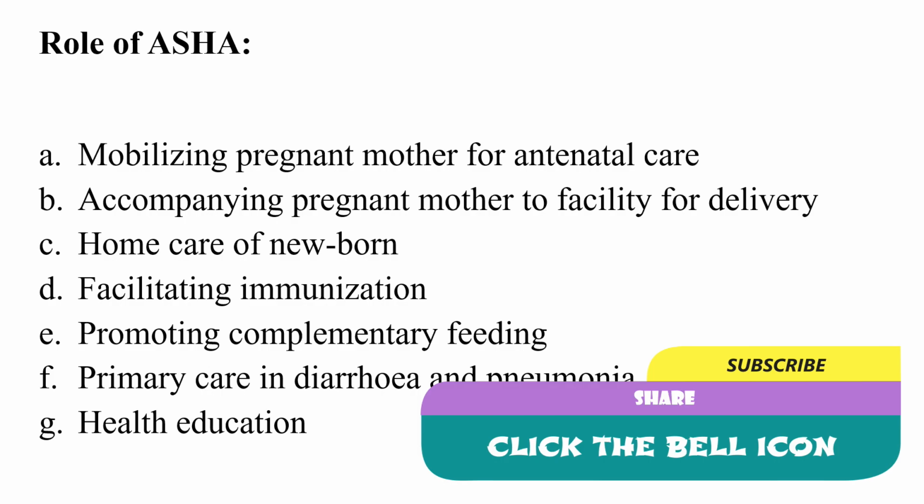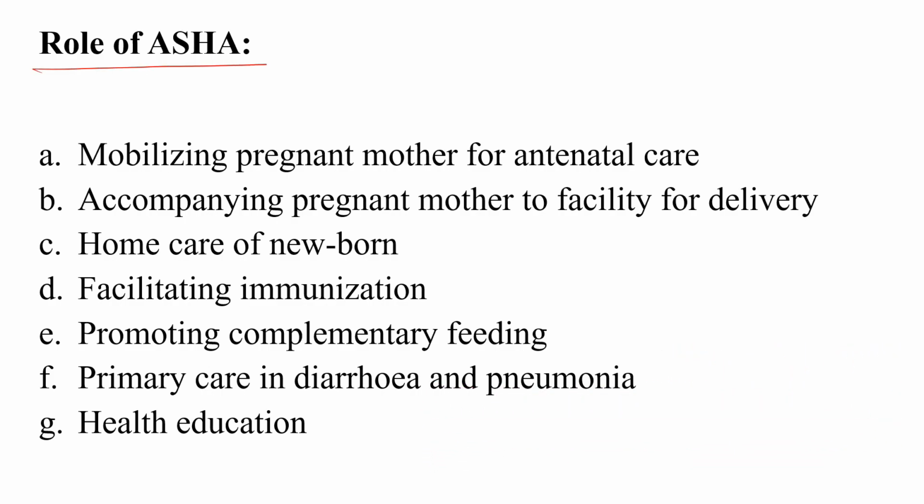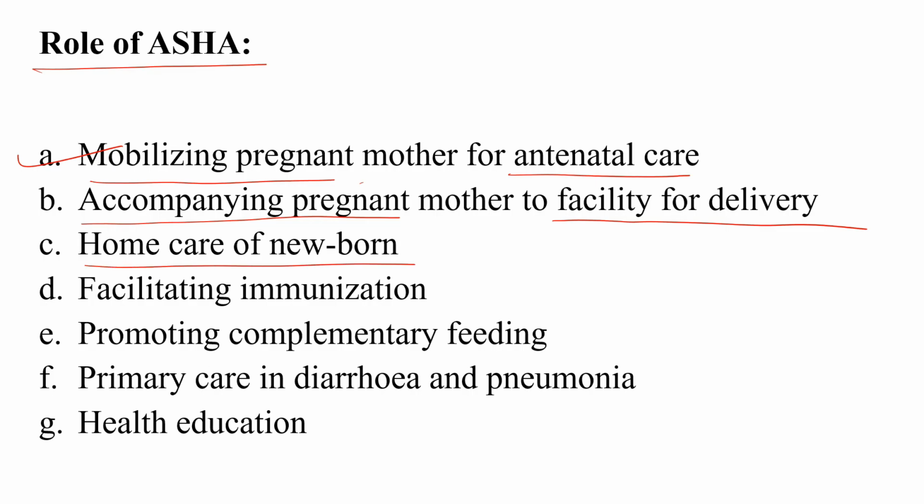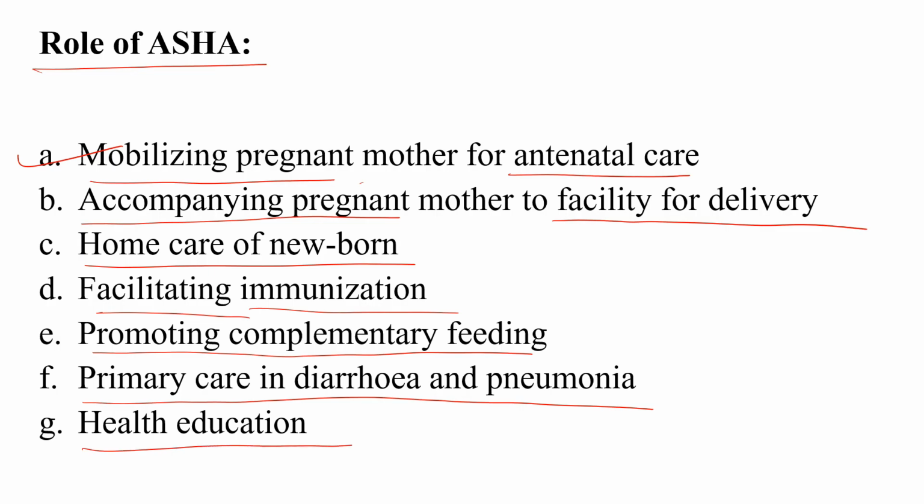And these are the main roles of ASHA. Number 1, mobilizing the pregnant mother for antenatal care. Number 2, accompanying pregnant mother to facility for delivery. Number 3, home care of newborn. Number 4, facilitating immunization. Number 5, promoting complementary feeding. Number 6, primary care in diarrhea and pneumonia. Number 7, giving health education. These are the main roles of ASHA.